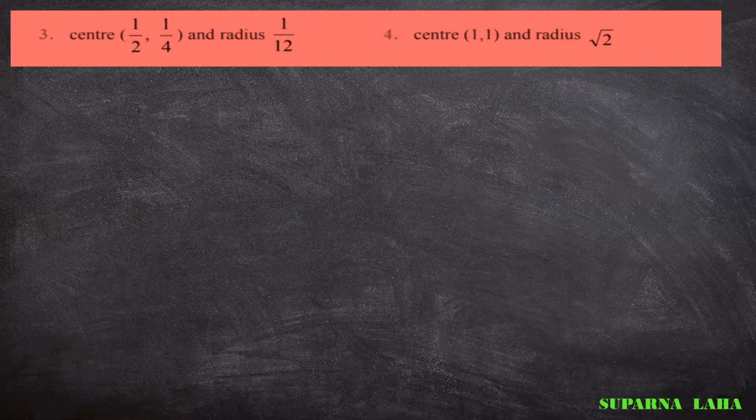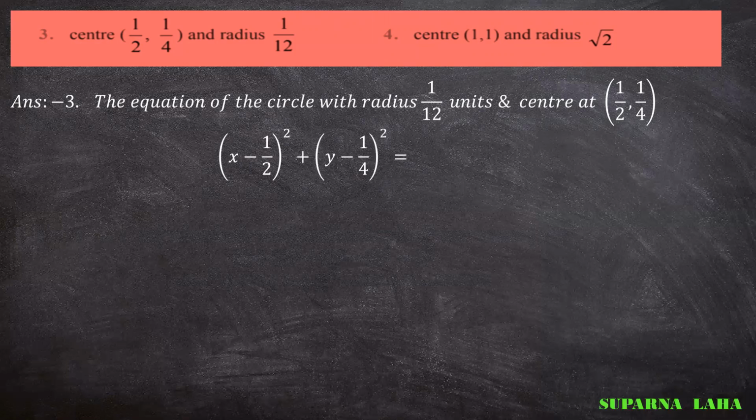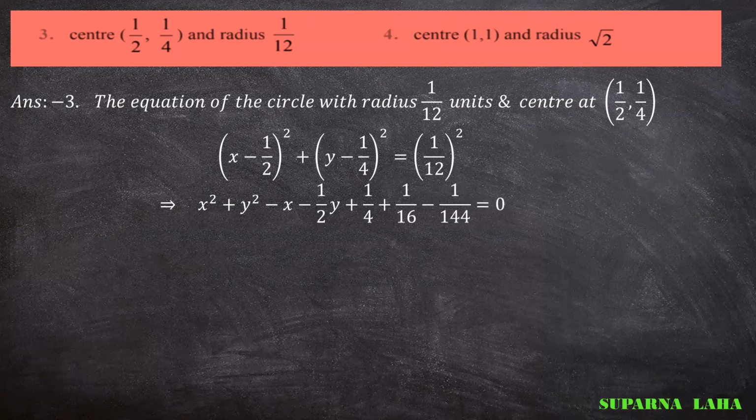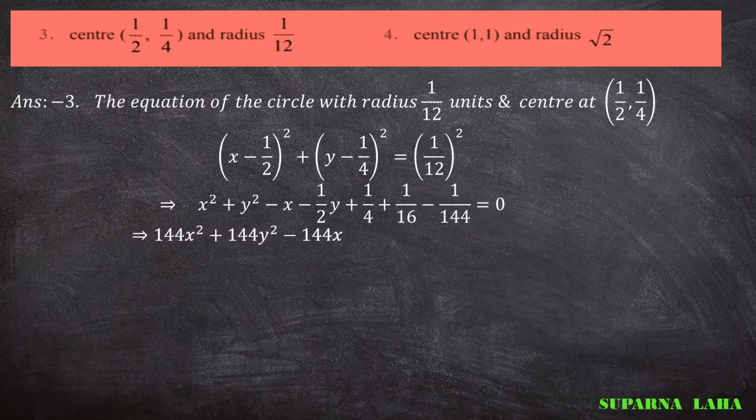So this is the equation of the circle. Next, question numbers 3 and 4. The first equation you need to find, the center is (1/2, 1/4) and the radius is 1/12. So just simply apply the standard form of circle, that is (x minus 1/2) the whole square plus (y minus 1/4) the whole square is equal to (1/12) the whole square. Now just simplify this equation. So you will find this is the equation for this circle.